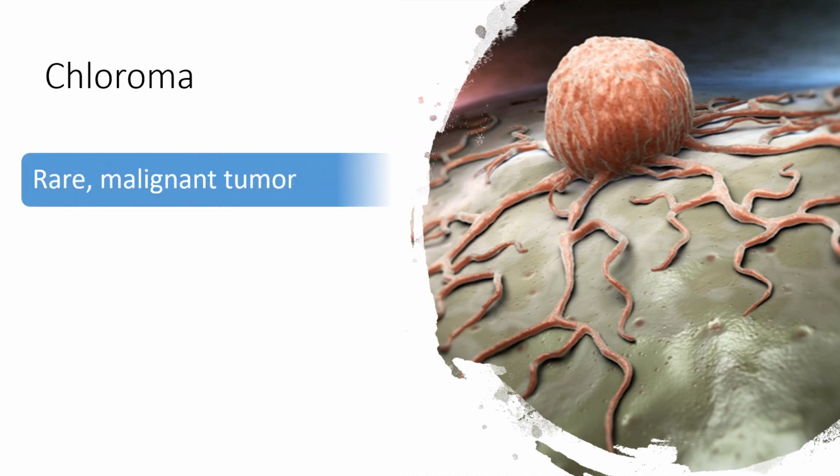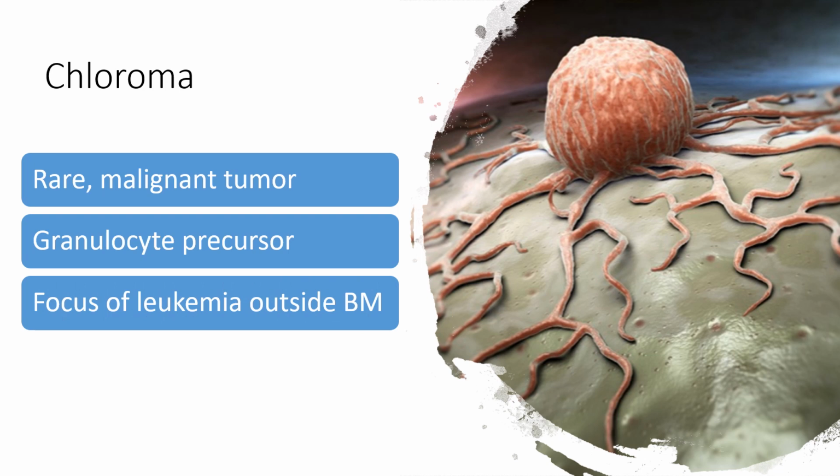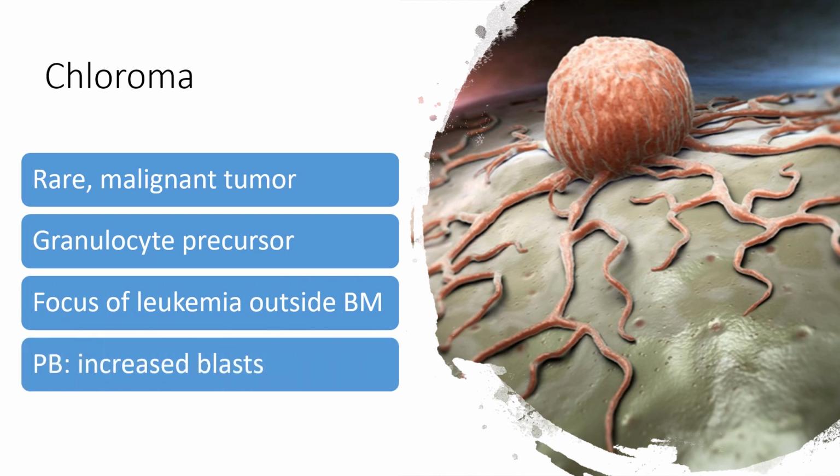Chloroma is a rare malignant tumor made up of granulocyte precursor cells. The development of chloroma is the focus of leukemia when it is outside the bone marrow. Peripheral blood smear also shows or exhibits increased blast forms.